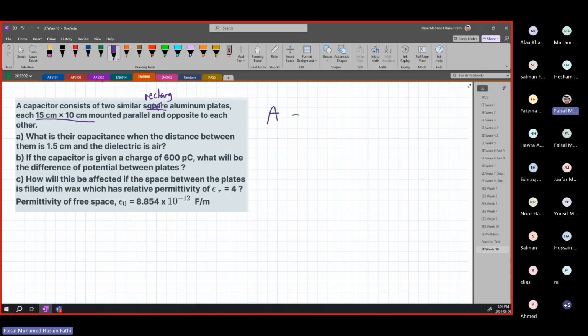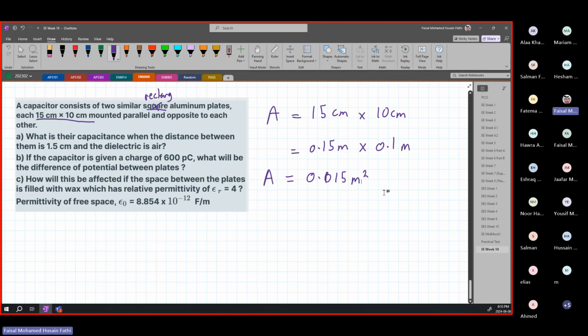This gives you the area. So your area is equal to 15 centimeters times 10 centimeters. Before you do the multiplication, convert them to meters. So that's 0.15 meters times 0.1 meters, so that later you don't get a wrong area, which is called unit conversion. So the area is 0.15 times 0.1, which is 0.015 meters squared. Okay, so this is our area. Again, make sure you convert your units into standard units, which in this case is meters.